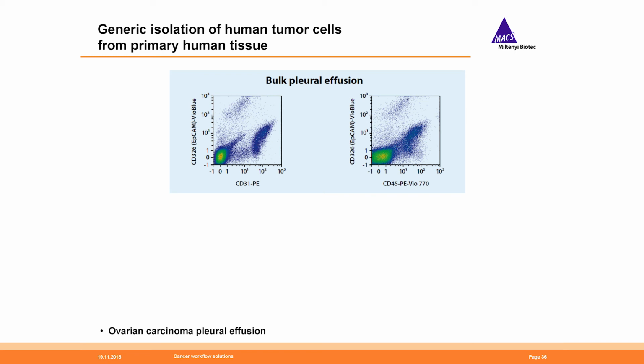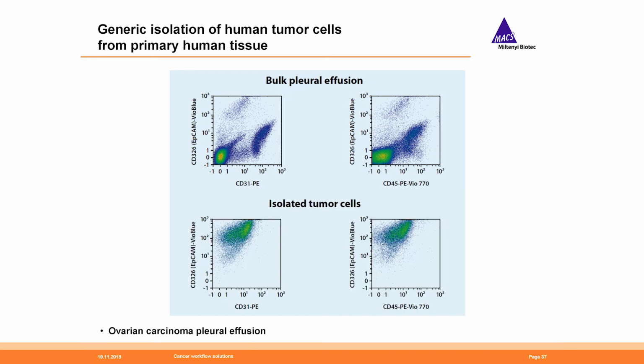Also, it works on quite difficult tissue. So here we tested pleural effusion. Basically, again, you have on the top row the original fraction, and then on the lower row the isolated tumor cells. So this just shows that it was for ovarian carcinoma, pleural effusion, that it also works. It's very sensitive, so it works on these difficult tissues as well.